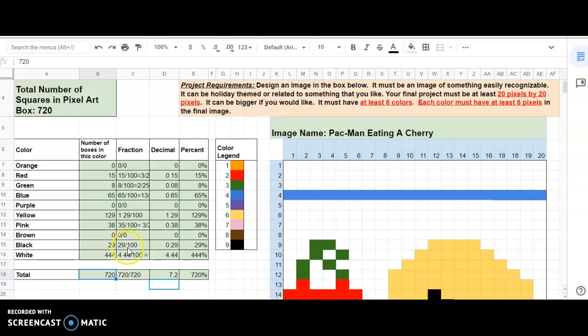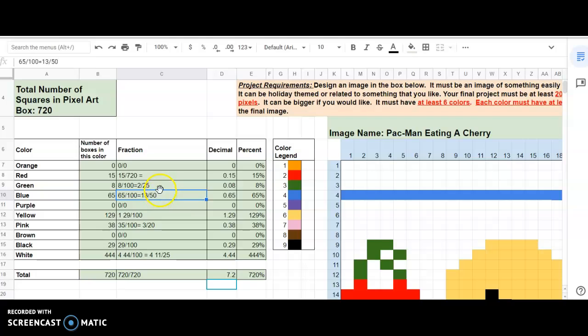But the fractions also need to represent that. So if there is red over here, and there's 15 total red, instead of out of 100, it should be out of 720. And then that needs to be simplified from there. So that's a really common error. And then once you have created these fractions and simplified them, then you're going to convert them to decimals by dividing.